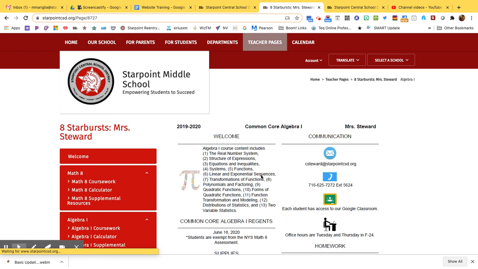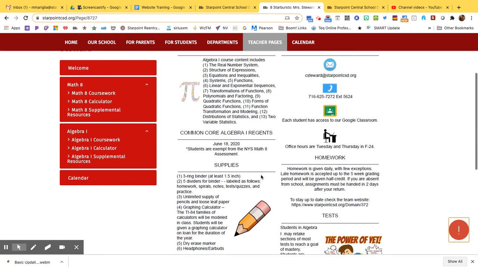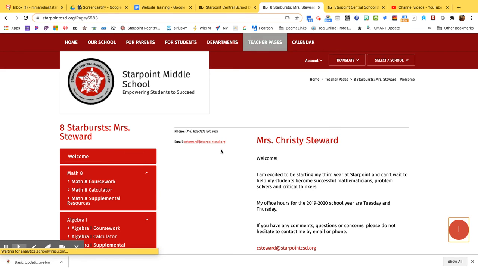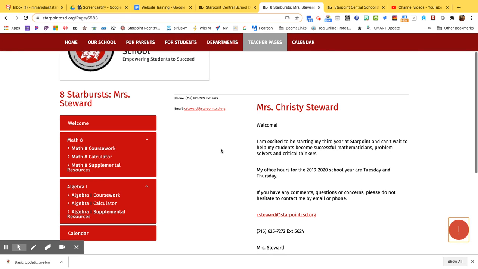In her algebra class, you can see she's done something very similar, and she's added both in Math 8 and Algebra supplemental resources. These are extra things that you don't have to add, but it's good to have them in there. So to recap, what we want to have on our teacher pages, all faculty must have these things on their teacher pages for the start of the 2020-2021 school year.